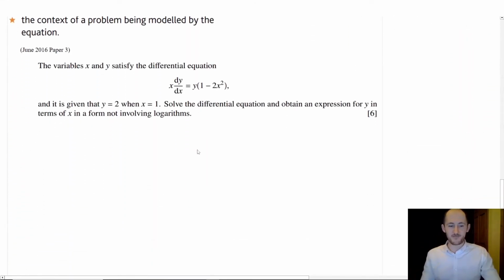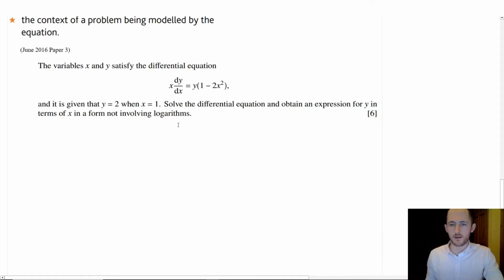So now, because I like to torture myself and torture you guys, I've got 2 more questions with solving differential equations to kind of give you a little more context into what you need to do. So the first one is this, and it's a 6 marker, so you can kind of expect that it's a bit easier. Find an expression for y in terms of x, but no logarithms. Now, this doesn't mean you can't use logarithms to get to your answer. It just means you can't have logarithms in your final answer.